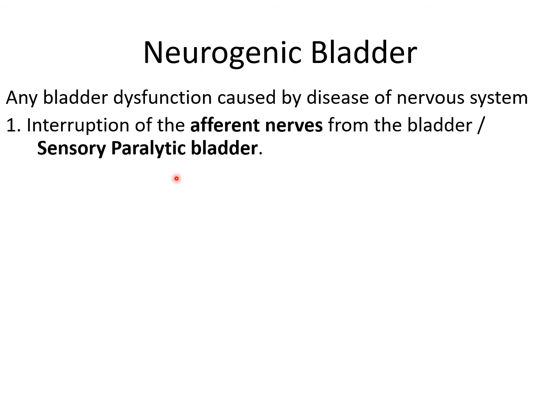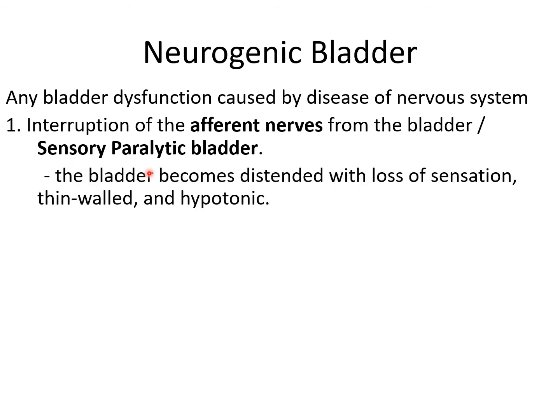And in this type of condition, where there is a defect in the afferent nerve, this type of neurogenic bladder is called sensory paralytic bladder. So there is loss of sensation. Here the bladder becomes distended with loss of sensation. Urine is coming and accumulating within the bladder, but the sensation of accumulation, or the stretch receptor sensation, will not be conveyed. So there will be no detrusor contraction as the reflex is not there. Gradually there will be more accumulation in the bladder. The bladder will be distended, it will be thin walled and it will be hypotonic because of distension.